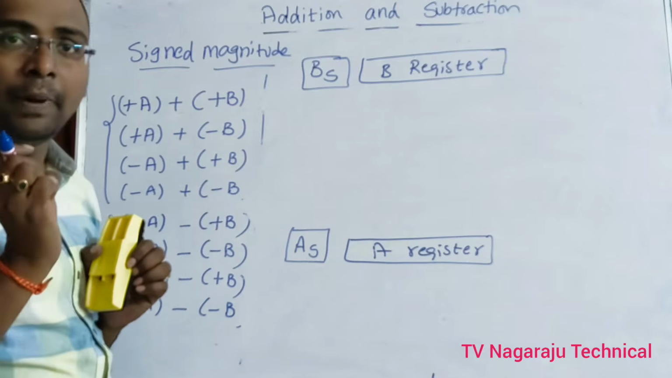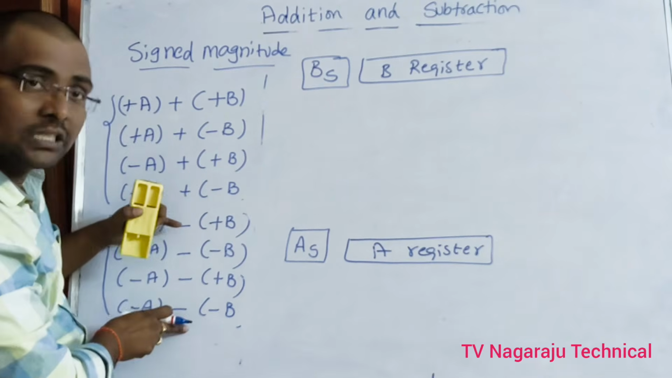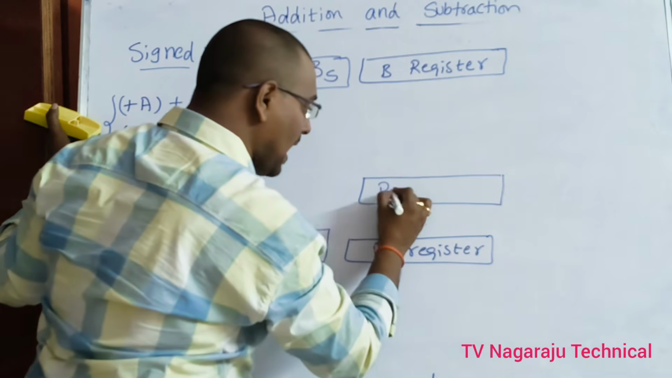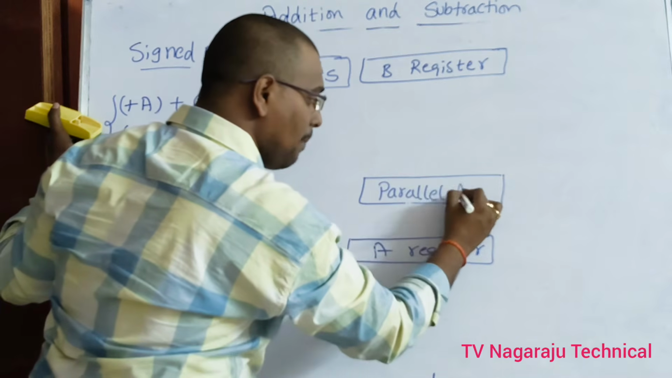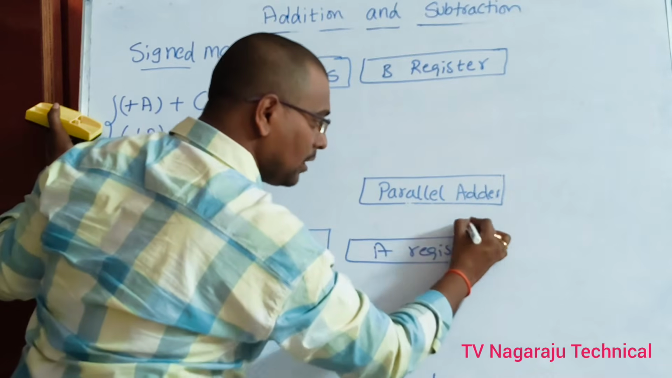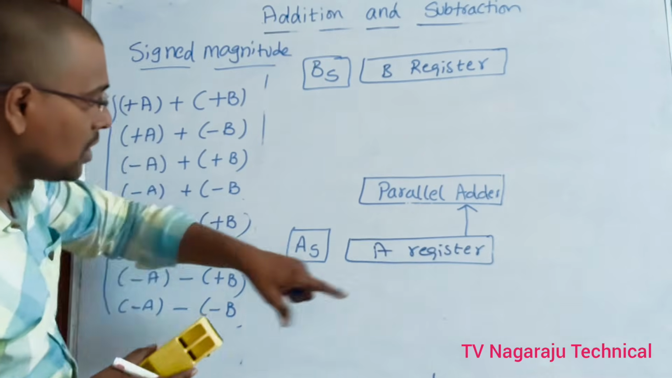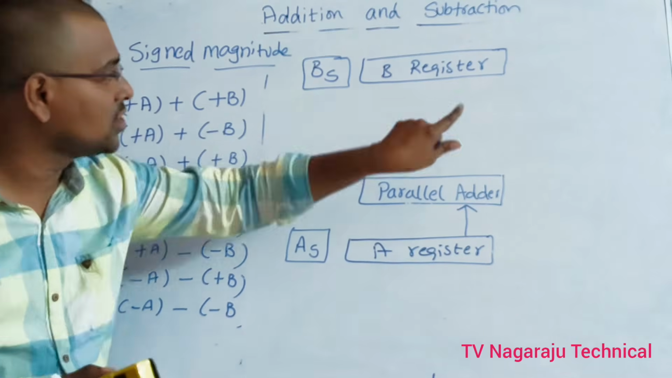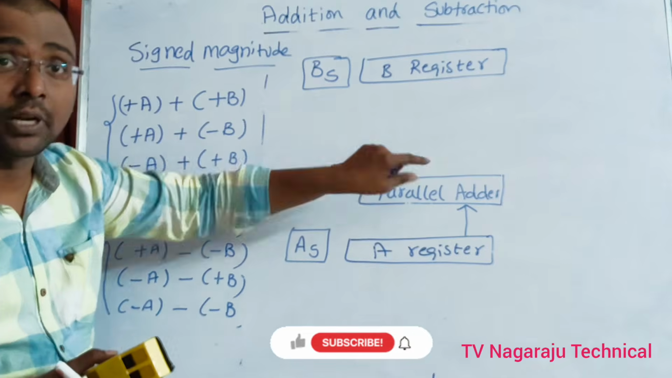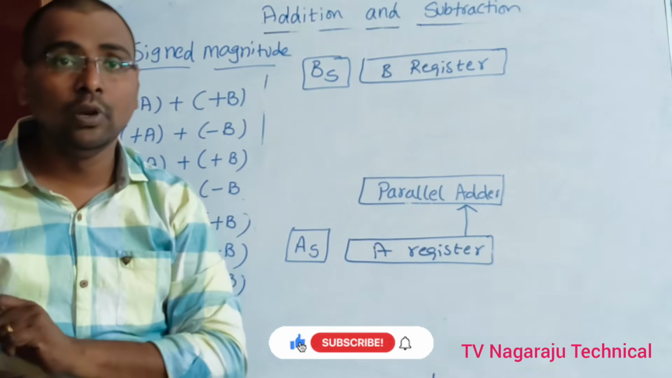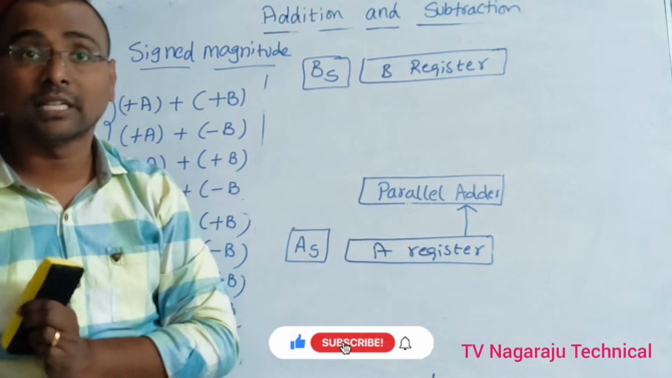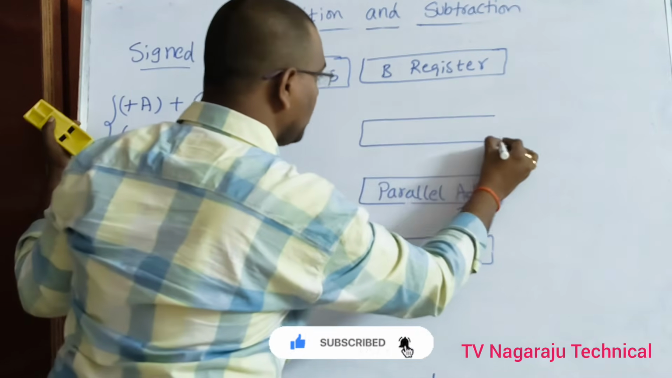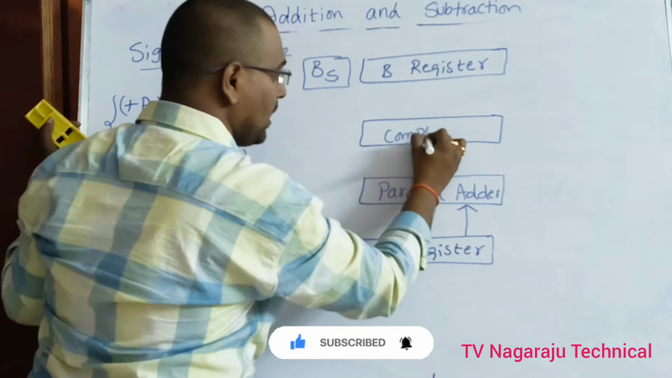To perform the operation, either addition or subtraction, what do we need? I need a parallel adder. For that parallel adder, what are the two inputs? One is from A, another one is from B. If it is addition, directly passing B to the adder is sufficient. If it is subtraction, then what you need is B complement plus 1. That is the reason we are internally using one complementer.